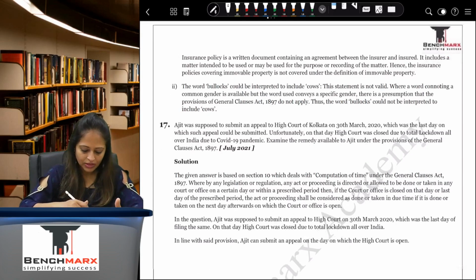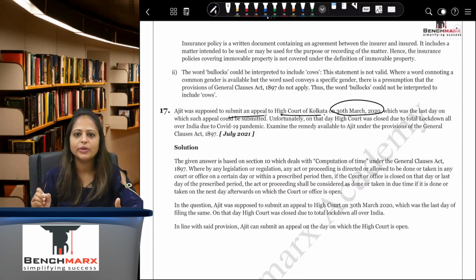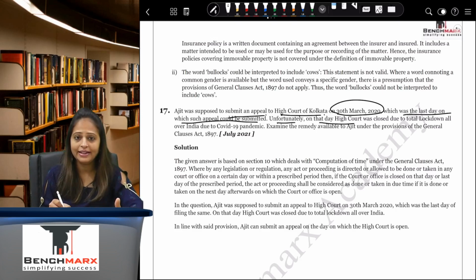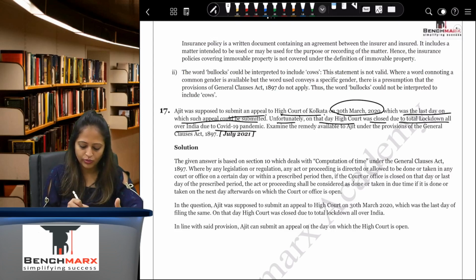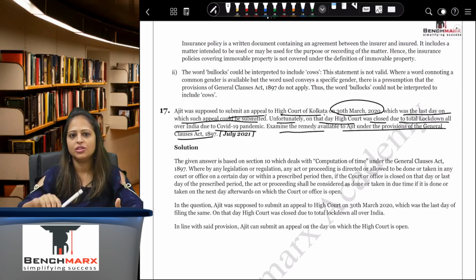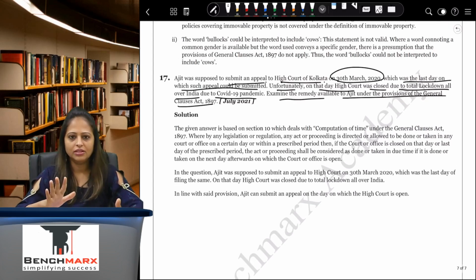Ajit was supposed to submit an appeal to the High Court at Kolkata on 30th of March 2020, which was the last day on which such an appeal could be submitted. Unfortunately, on that day, the High Court was closed due to total lockdown all over India due to the COVID pandemic. Examine the remedy available to Ajit under the provisions of the General Clauses Act. So again, if it comes on a holiday, then it will be the next working day. Whenever the lockdown is lifted and the court starts functioning, Ajit will be filing the appeal to the High Court.